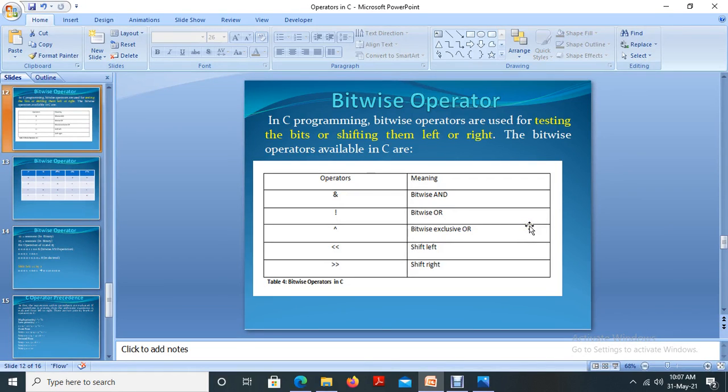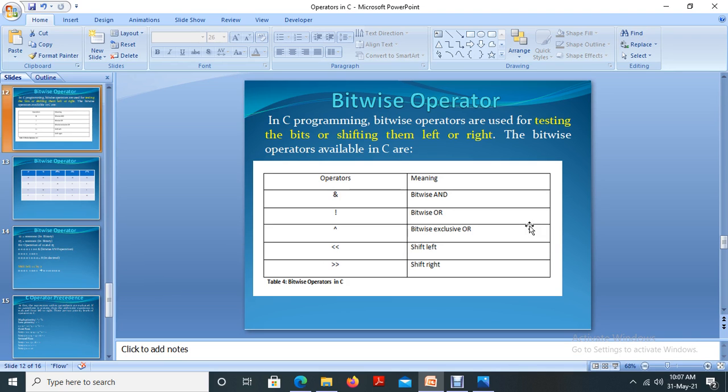Hi, welcome back. We are going to discuss the bitwise operator. The last and only operator that we have to discuss here is the bitwise operator, because we have completed almost all the operators right now. So today we are going to discuss the bitwise operator.